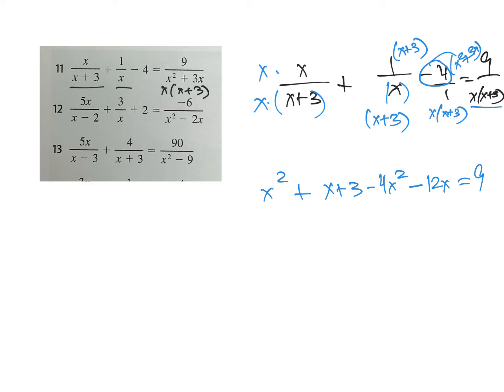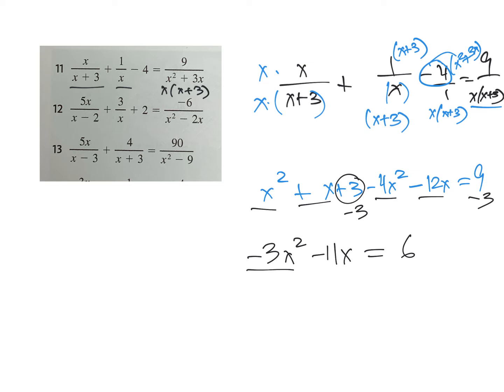Looks so much nicer, combine like terms. That's a negative 3x squared. We have a positive x and a negative 12x. That's a negative 11x. And the plus 3, we're going to subtract it to the other side. That's 6. So since the leading coefficient is negative here, I'm going to move everything to the right side. So 0 equals 3x squared plus 11x plus 6.